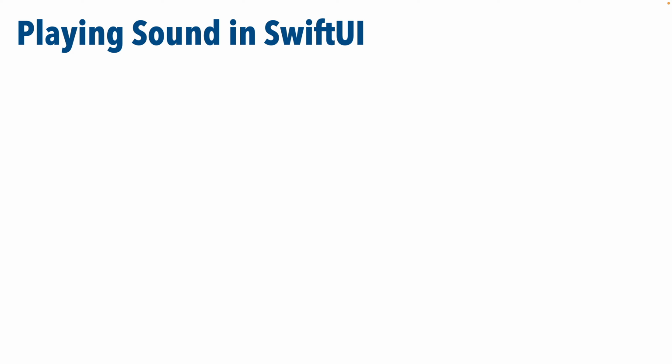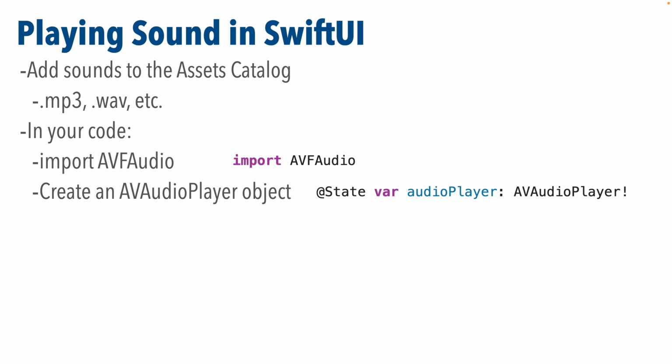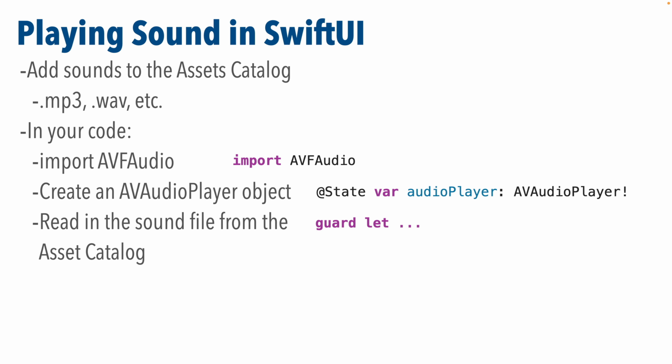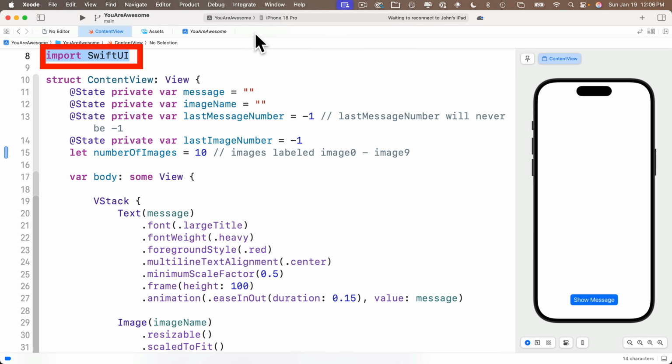So here are the steps for playing sounds. Add the sounds to our assets catalog, then in our code, import AVFAudio, create an audio player object, read in the sound that we want to play from the assets catalog, and then play the data through the audio player. Now we've already added sounds in the asset catalog, so let's head over to our code. And in the content view, notice the import statement up top.